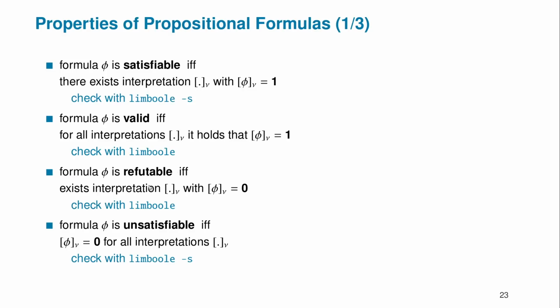Limbo can do satisfiability checking and validity checking. You can also check for unsatisfiability, and if it's refutable. If you check if a formula is satisfiable and it's unsatisfiable, then you will figure this out with Limbo -s. If it's refutable, then it will check validity, and it gives you a counter model if it's refutable. So there is one model, one assignment given that is a counter model. But we will see this in the exercises in more detail.